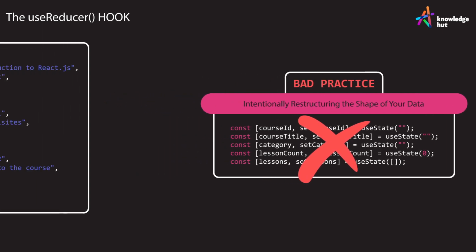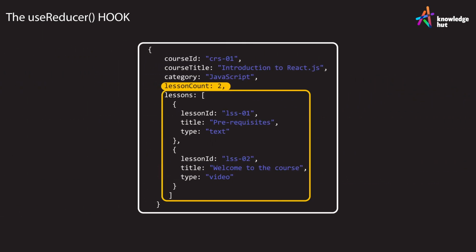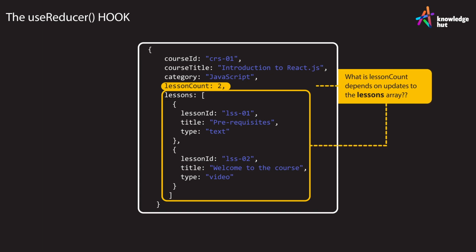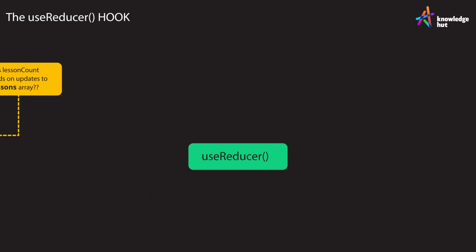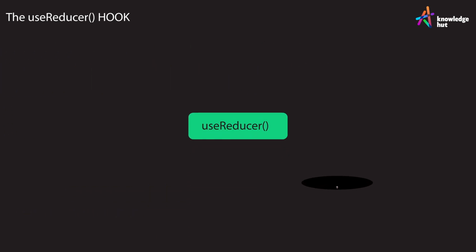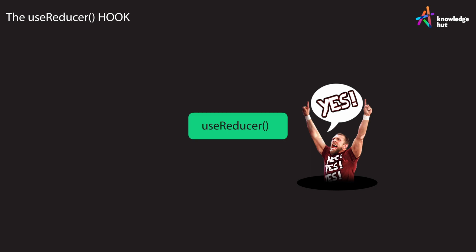Additionally, in this contrived example of ours, let's say the lesson count value depends on updates to the lessons array. We want to update these two properties together because lesson count is dependent on the contents of the lessons array. With useState, multiple dependent state transitions are not possible. For all these situations, the useReducer hook offers a much better solution than the useState hook.